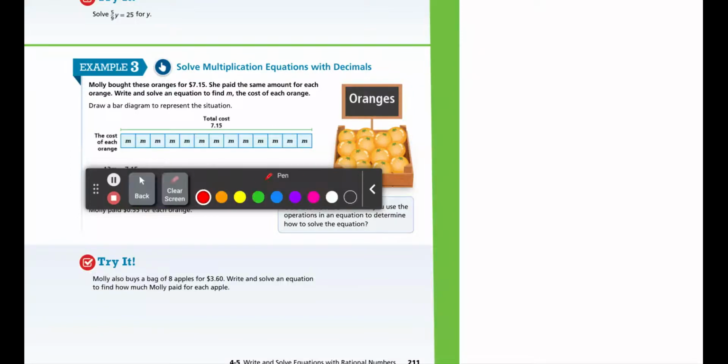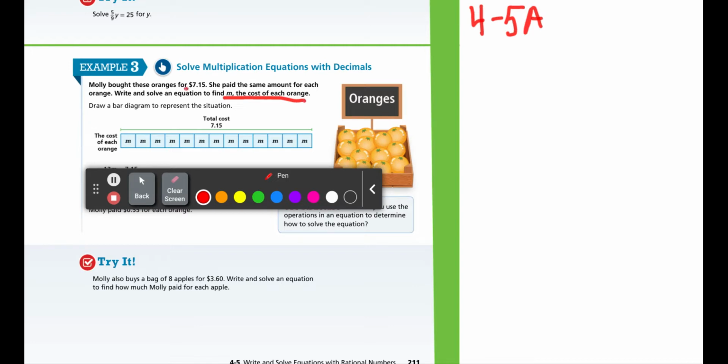This is lesson 4.5a. We are going to be solving equations with decimals. So we're going to start by looking at example 3 here. It says Molly bought these oranges for $7.15. She paid the same amount for each orange. Write and solve an equation to find M, the cost of each orange. So we will be finding the cost of each orange.